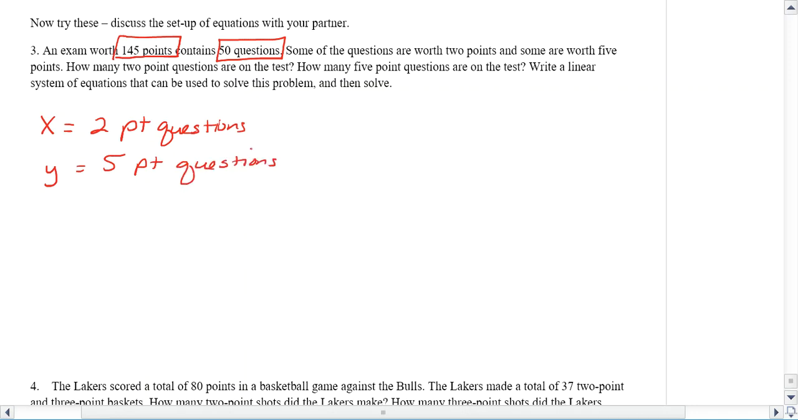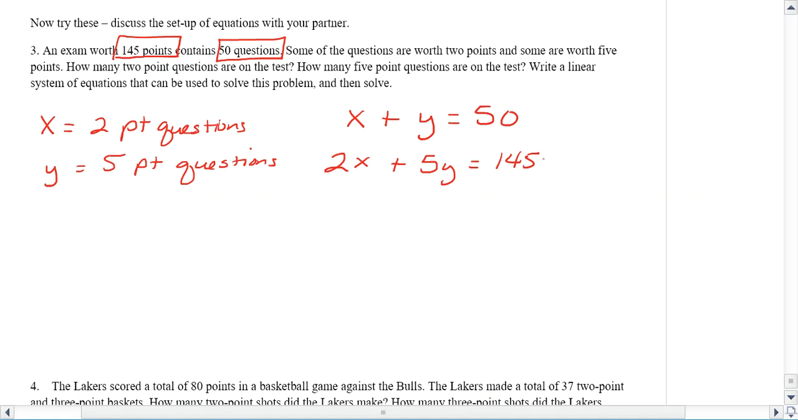Now we know that there are 50 questions on the test, so to me that's kind of the easy one. That's the total. We know that we have a certain number of each of these, but together, if I added up the two types of questions, I have a total of 50 questions. And then the x ones are worth 2 points, so each x question is worth 2 points, so that's 2x. Each y question is worth 5 points, so that's 5y. And we know that we have a 145-point test.